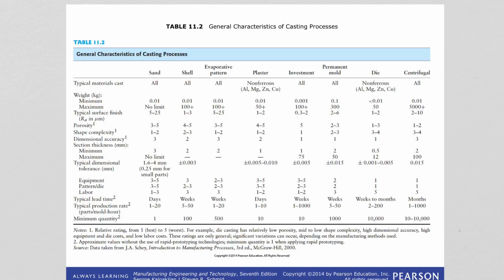And then information about equipment, pattern, die, labor, and typical lead time, production rate, quantity, etc. All that information is compared for the techniques that we're going to learn. So this is like a summary of what we're going to learn. After we go through the lecture, you can come here and look at these tables, and you can find that this is just a summary of what we're going to learn. This way you can compare it in a single table.